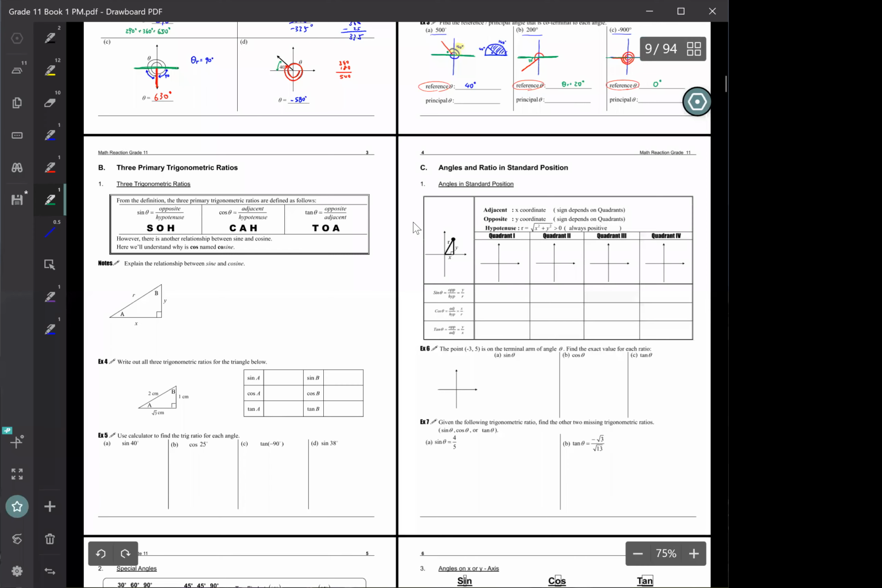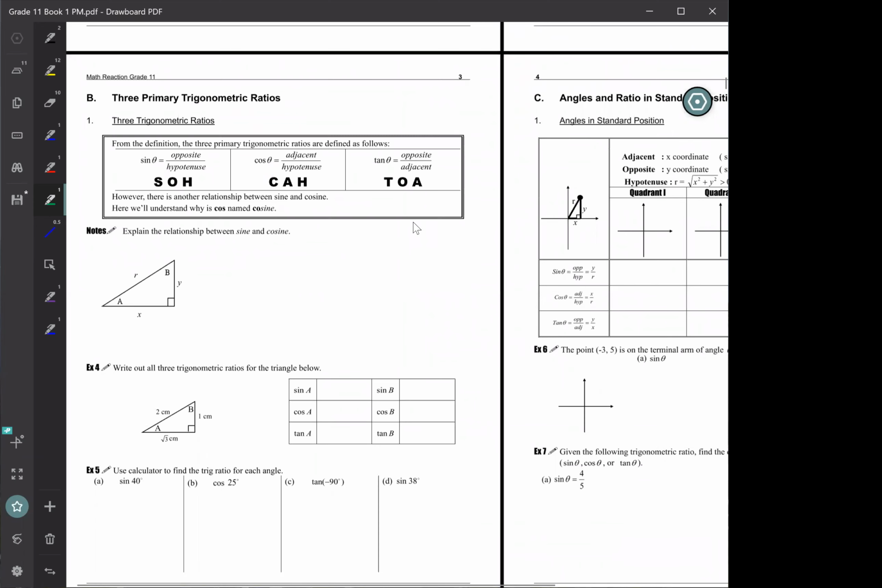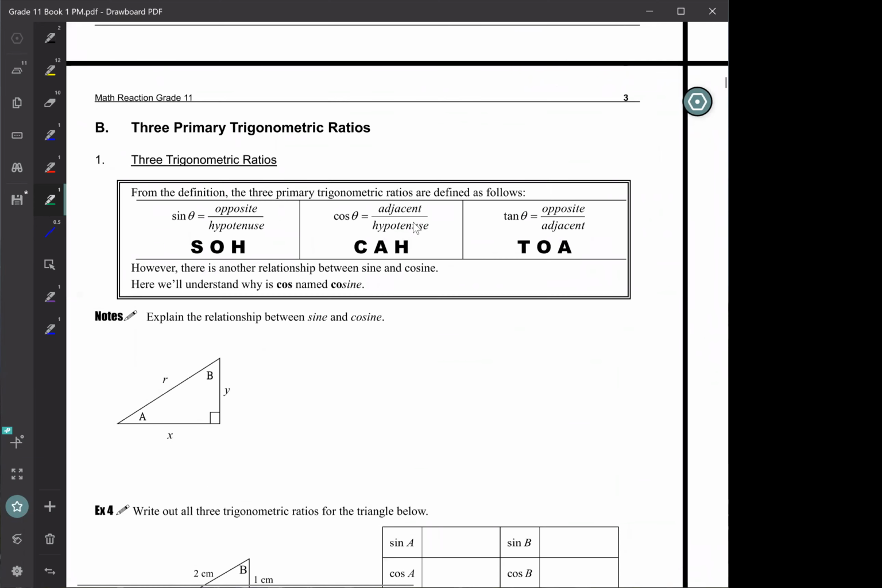Let's go to the next page now, page 3. Page 3 should be a review for most of you, but if you have forgotten, it's okay. We'll go over it as if you don't remember, okay? So over here, all the triangles that we'll be dealing with are always right triangles, okay?